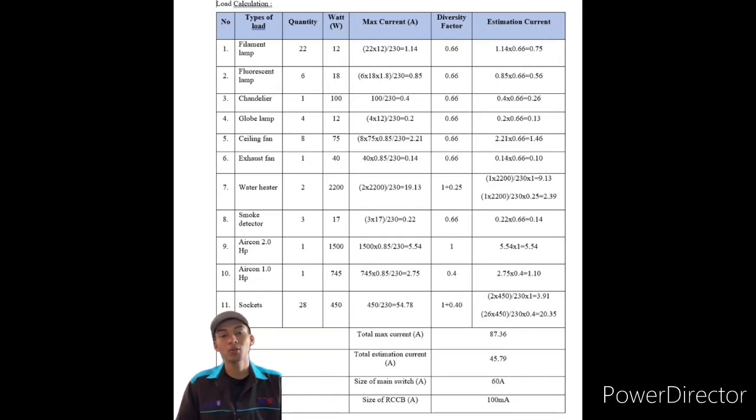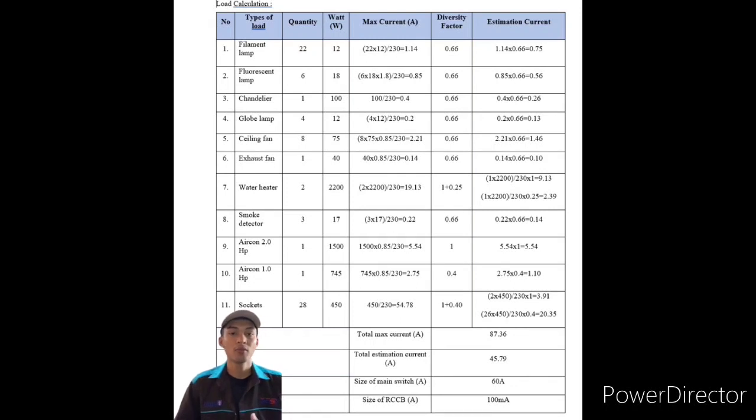For the socket, we have a total of 28 sockets with the averaging wattage of 450 watt. For the max current, we get 54.78, with the diversity factor of 1 plus 0.4. The 1 means the total load of 2 units, with the addition of 26 sockets multiplied with the diversity factor of 0.4, and we get a total of 3.91 ampere and a total of 20.35 ampere.